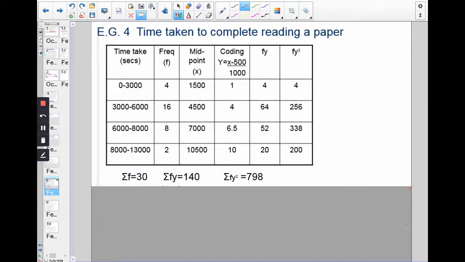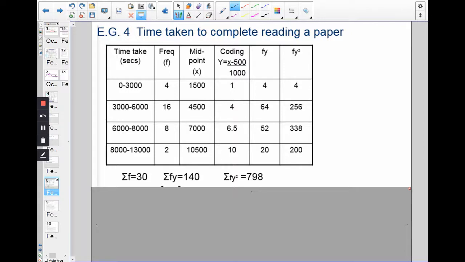And here's an example of a question that I want you to do. So this is the time taken to complete reading a paper in seconds. And you can see the table is actually not very well defined because of the boundaries here. You've got 3,000 on each of those. But either way, we're going to work out the standard deviation of this data.